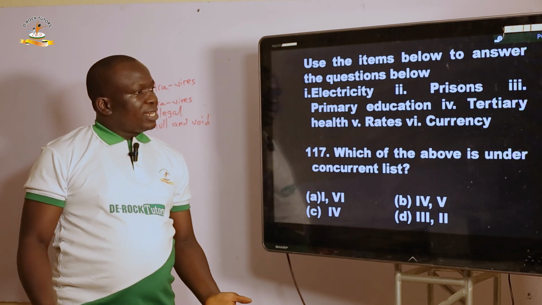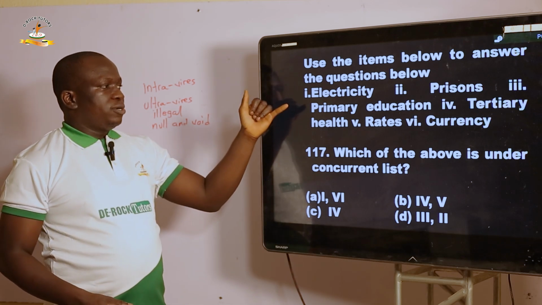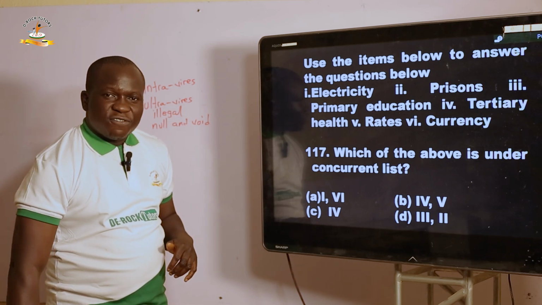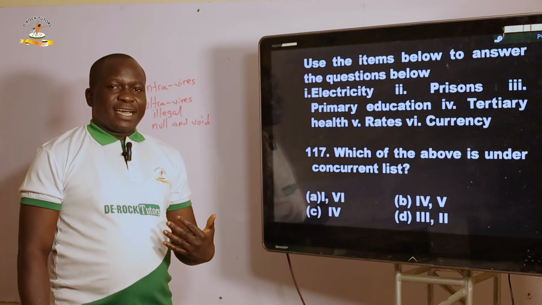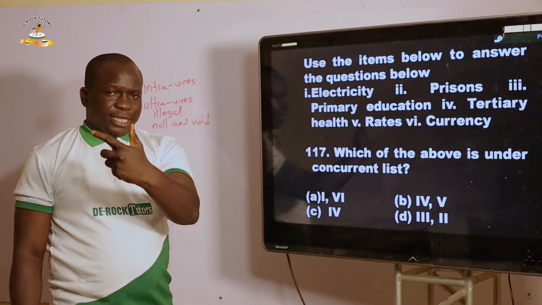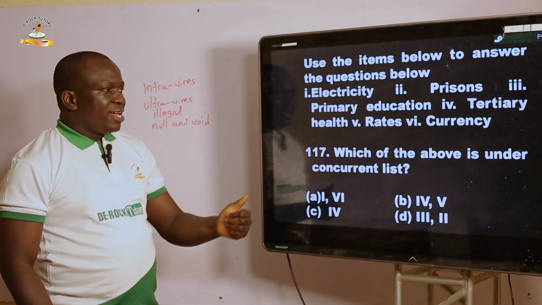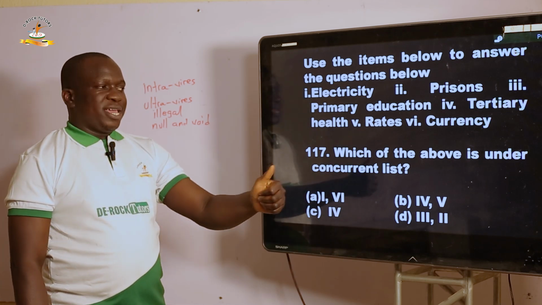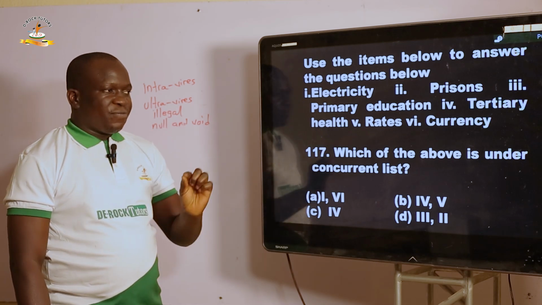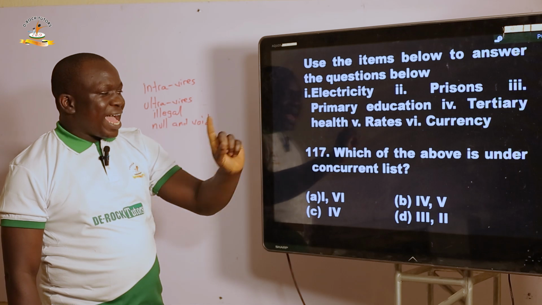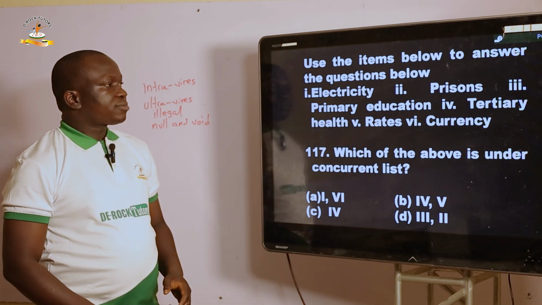Electricity, only the federal government can do that. Prisons, only the federal government can do that. Primary education, that is the duty of local government under state. Tertiary health, state can do it, federal can do it. Albeit that we have federal teaching hospital Ido, we have Ekiti State teaching hospital Ado, so it means federal can do it and state can do it. Rate, that is by local government, and currency, that is by federal government. So the only thing here that is on the concurrent list that the federal can do and the state can also do is IV. And which one looks like IV here? Option C. Now to the next question.